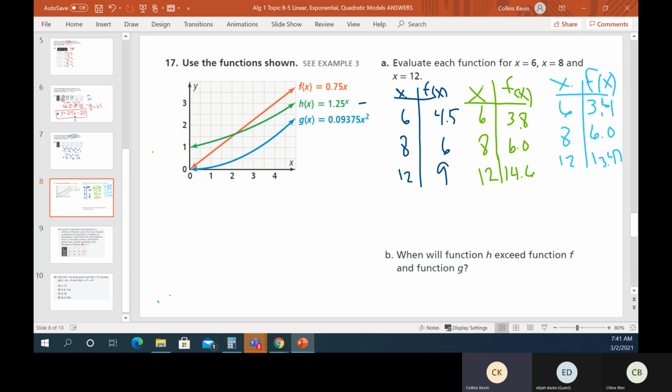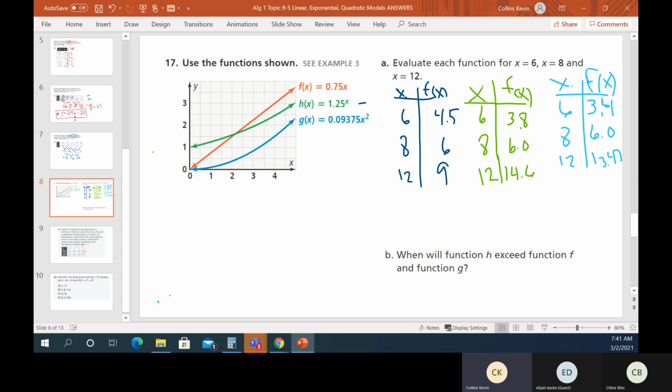Okay, so the second part says when will h, that's the function in the middle in green, when will h exceed functions f and g? Well, it looks like it happens at 12, right? Because at 12, he's at 14.6, which is quite a bit bigger than 9, and it's a little bigger than 13.47. So it would definitely happen at 12.